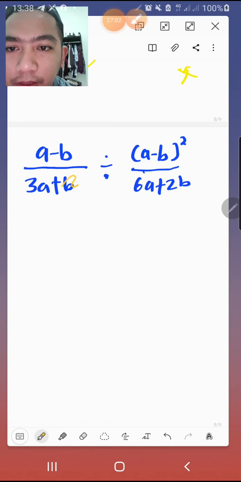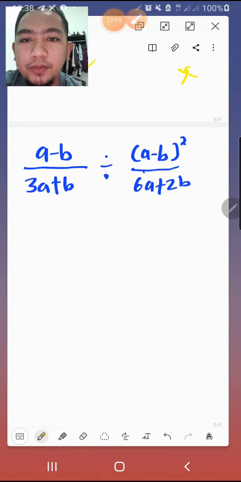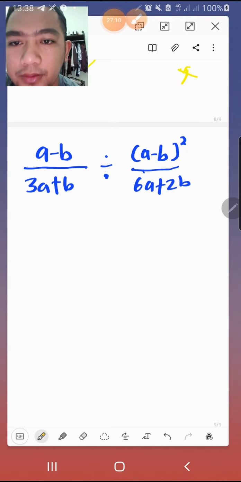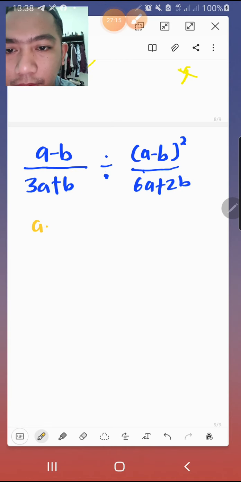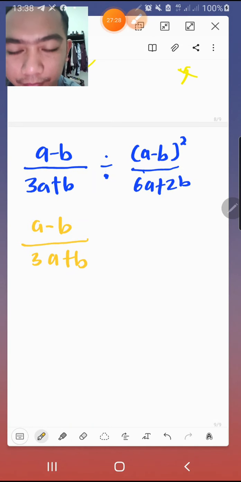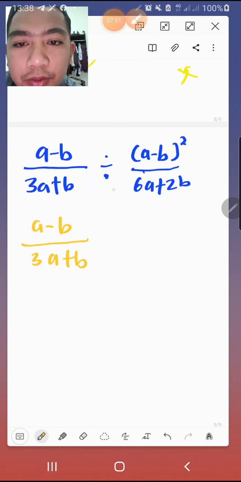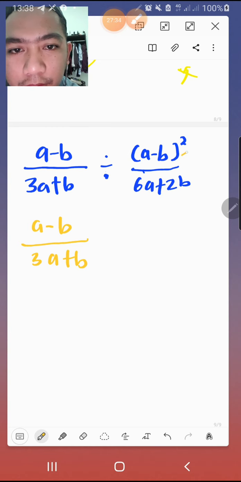Okay, a minus b over 3a plus b divided by a minus b square over 6a plus 2b. Alright, so how to solve this question? This one no need to factorize. 3a plus b, okay, this one also no need to factorize, just copy back. Then this one we need to expand first, okay? So no need to change first.